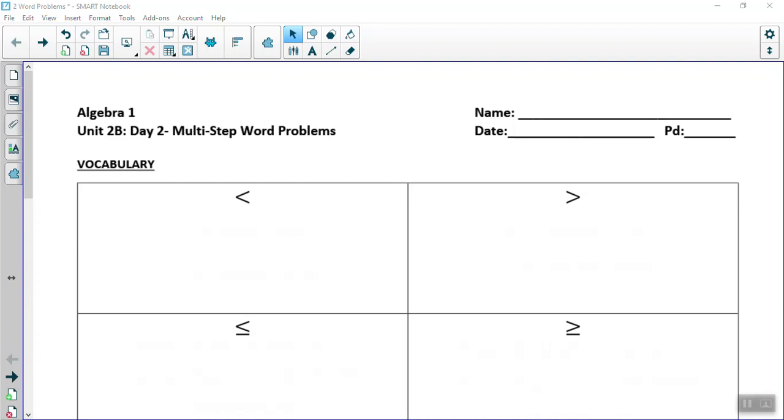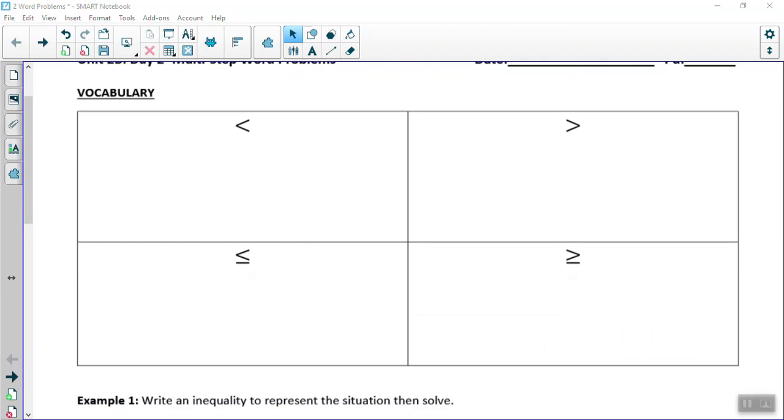Hi everyone, today we'll be working on multi-step word problems with inequalities. First we're going to look at some catchphrases that we'll find in our word problems that indicate when to use these four symbols. So we know that this symbol means less than. When we see that indicated in a word problem, we see it written as "is less than."